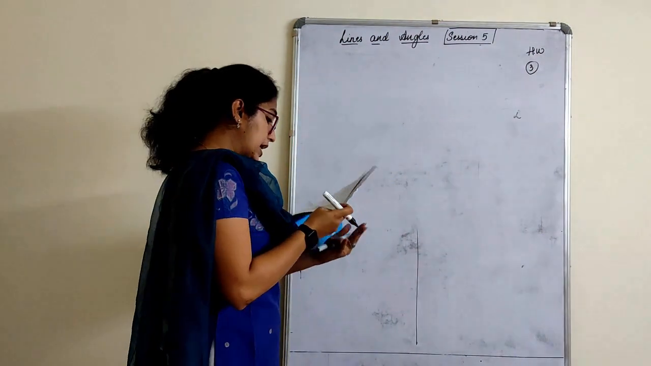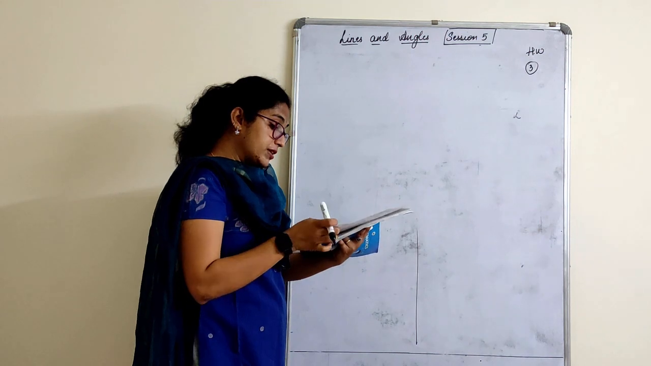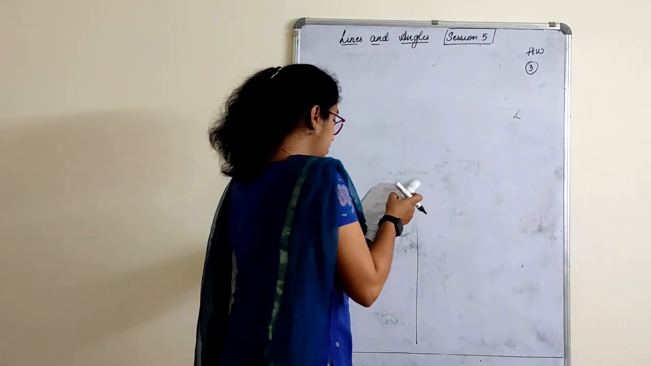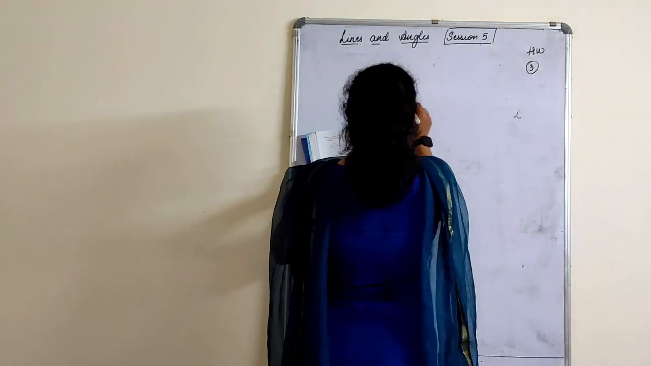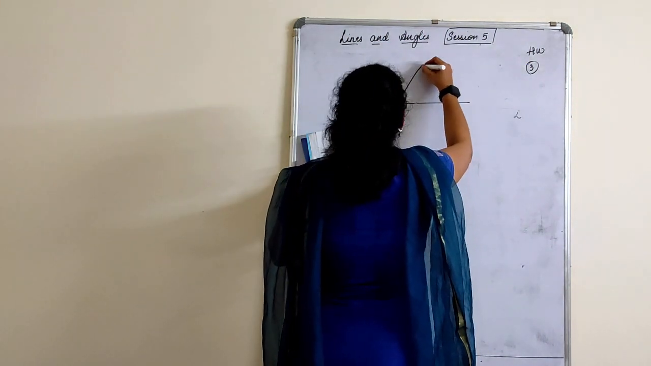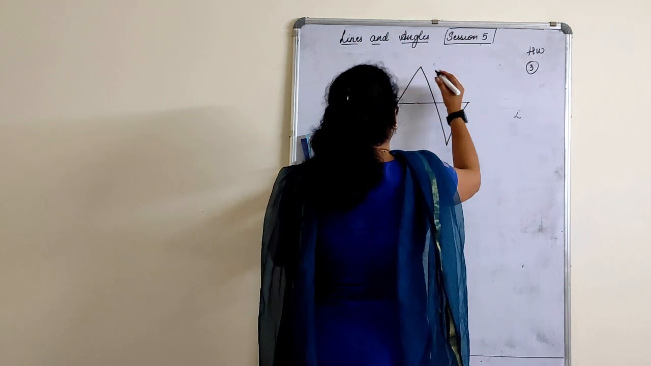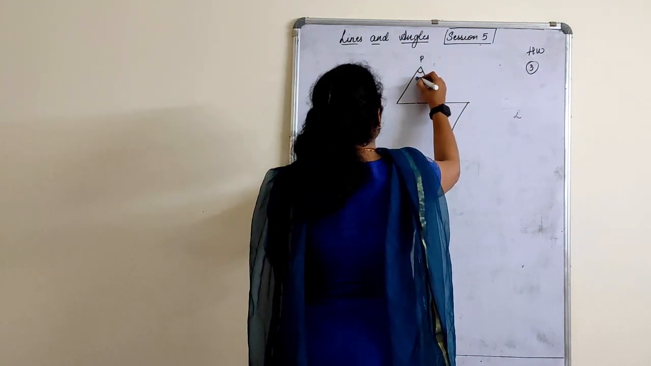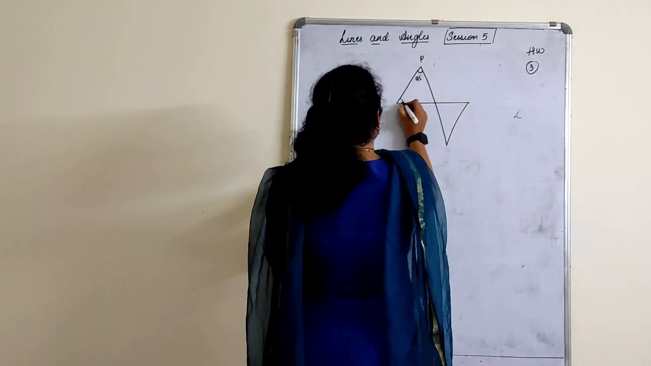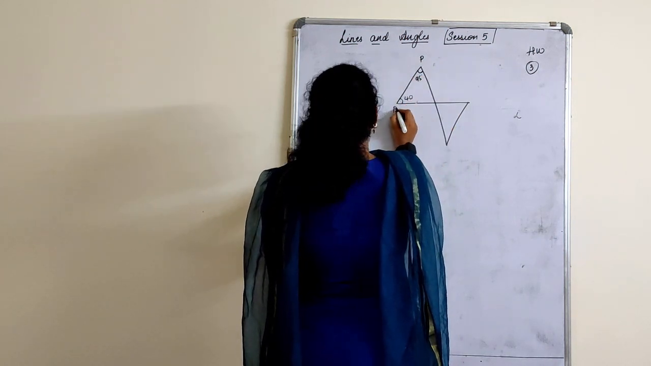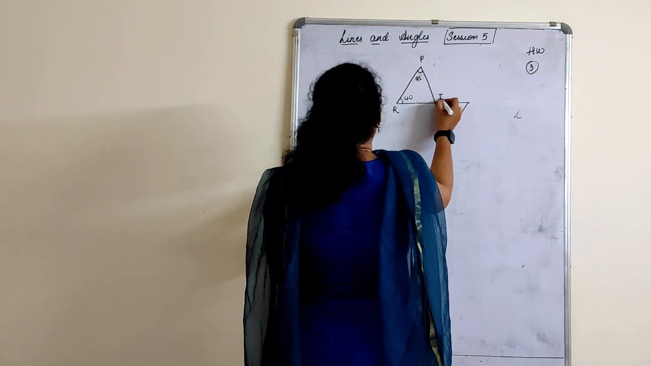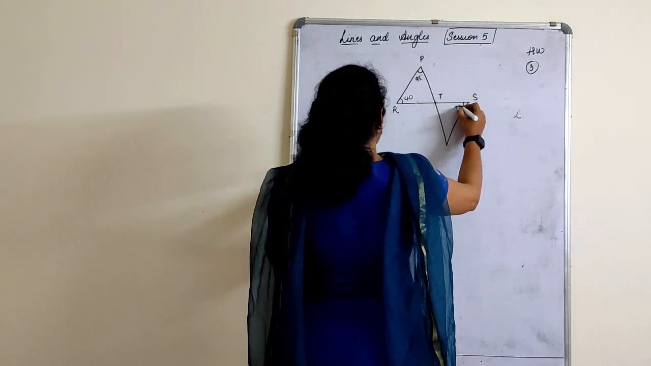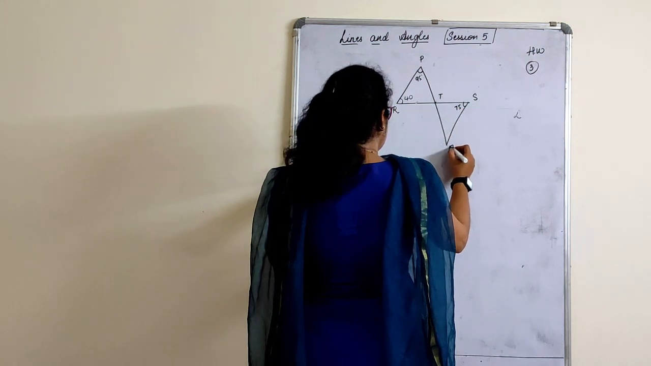Lines PQ and RS intersect at point T such that angle PRT is given as... let's mark first. Now see here in this whole figure, this is P which is given as 95, this is 40 which is R, this is T, this is S given as 75 and this is Q.